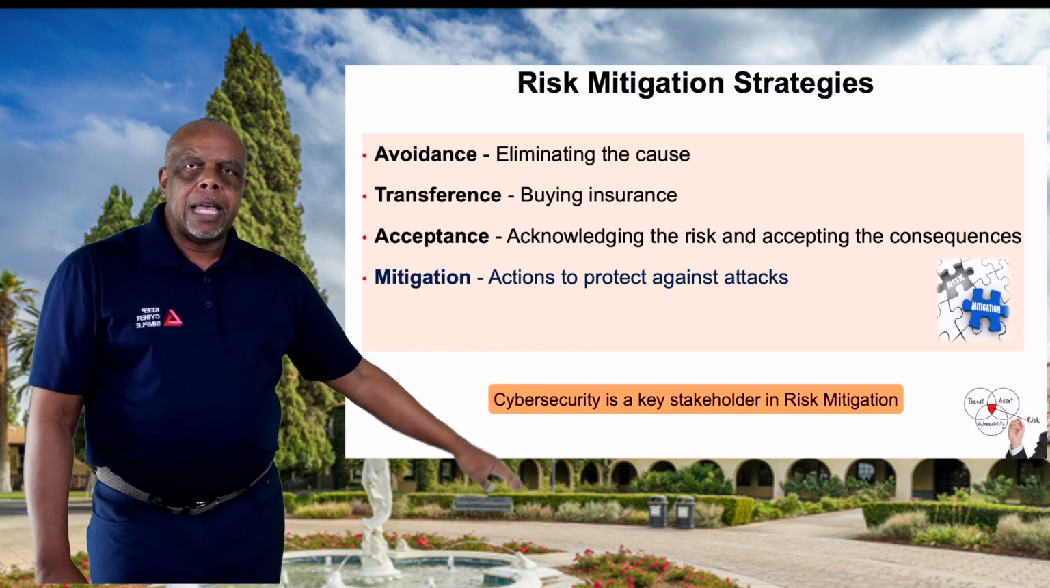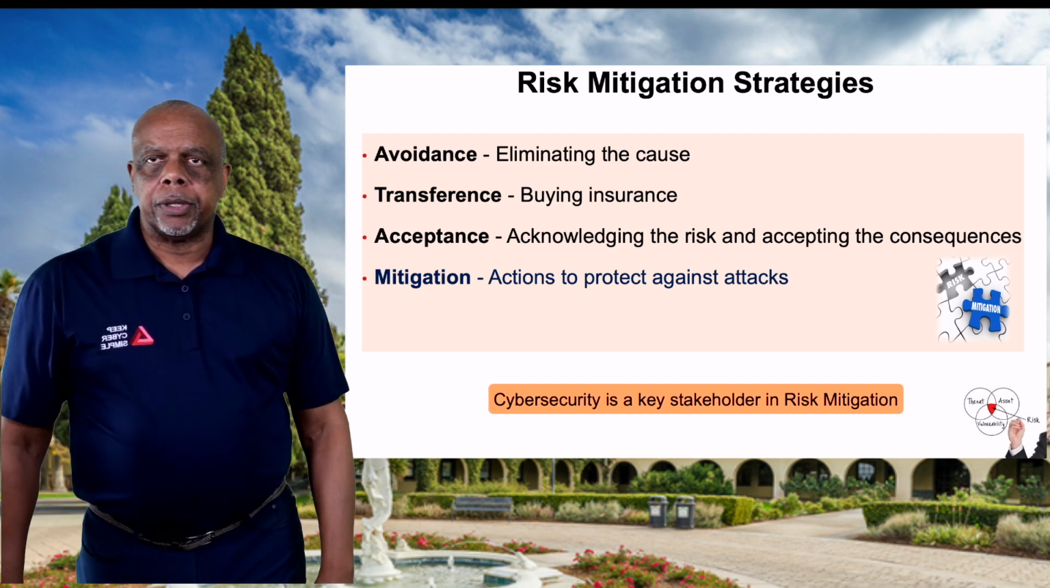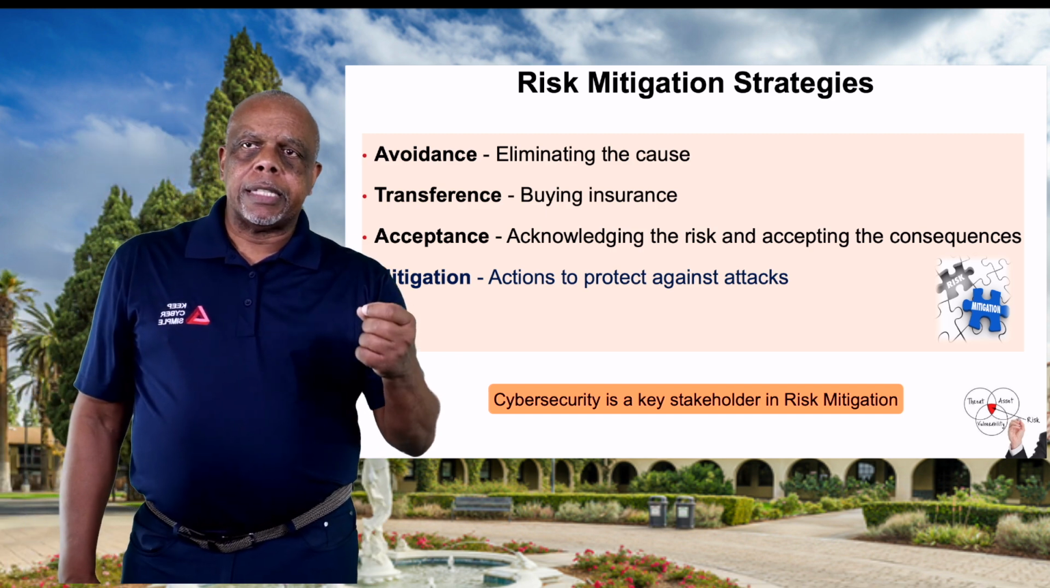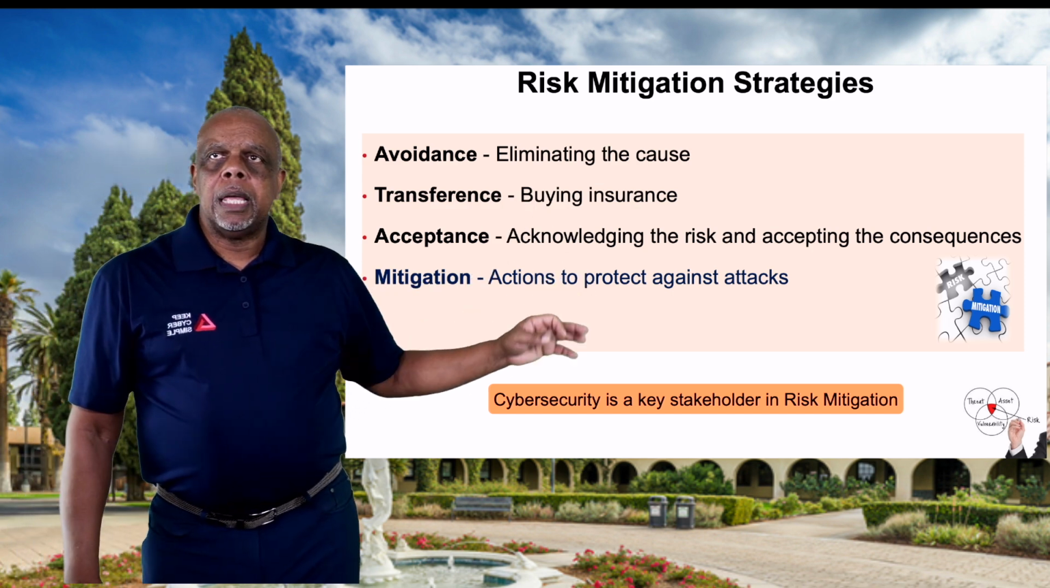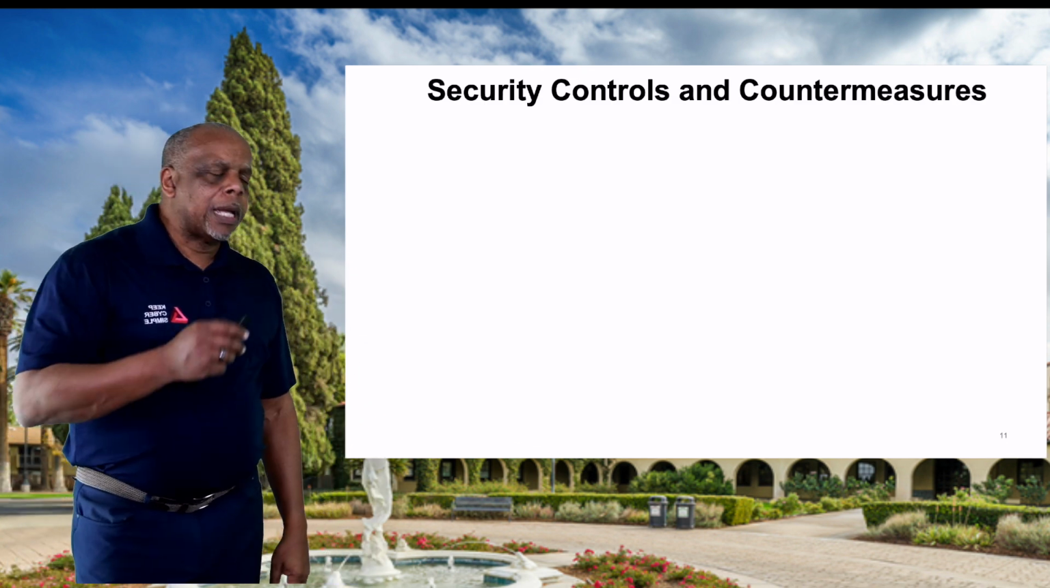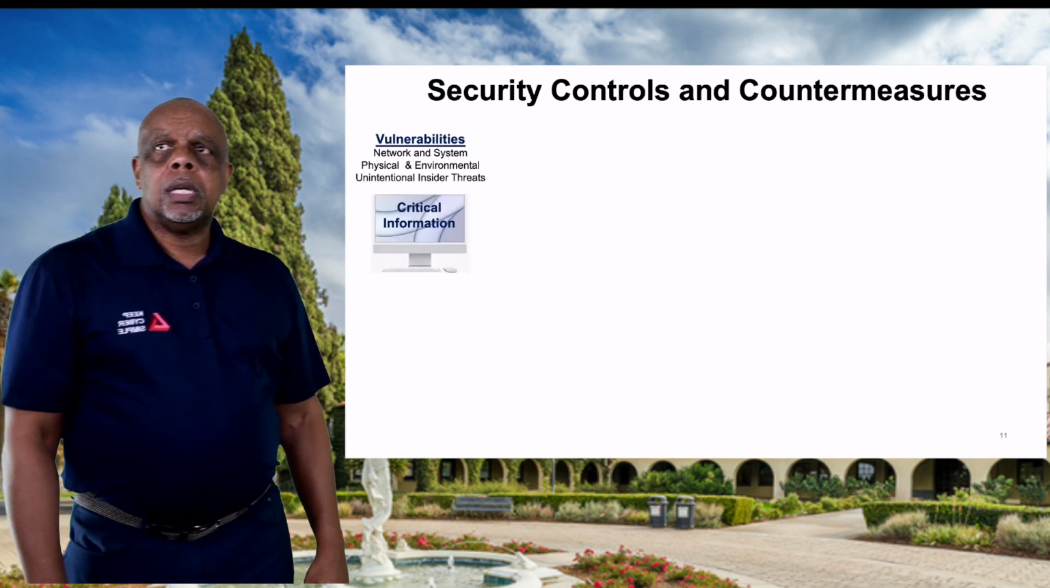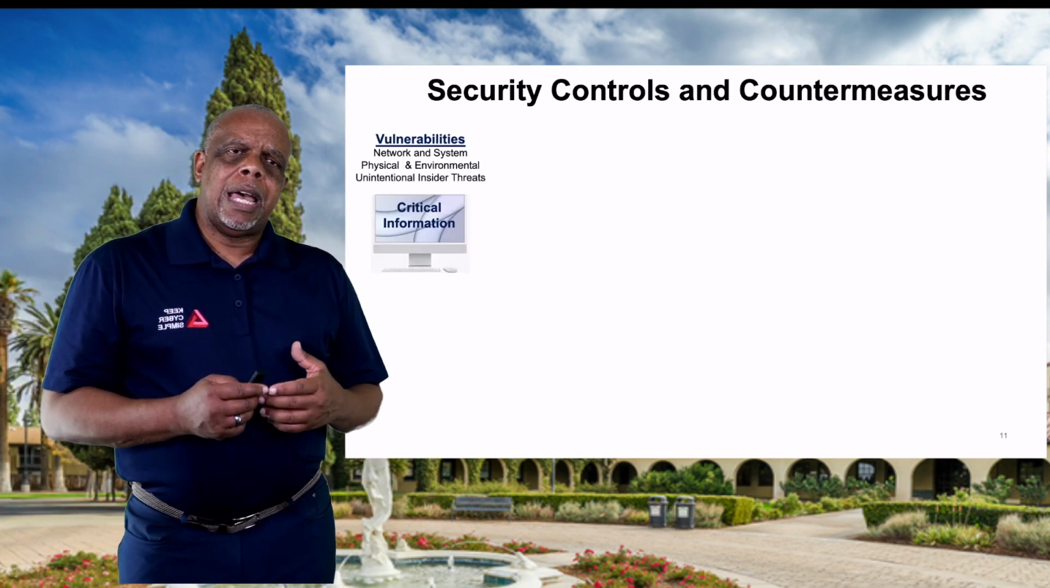So really, that's what we do a lot in the world of cybersecurity: work with our key stakeholders to identify risk. That's for the purpose of risk assessment, and then learn to mitigate it. How do we mitigate risk? We do it with security controls and different countermeasures. How do security controls work?